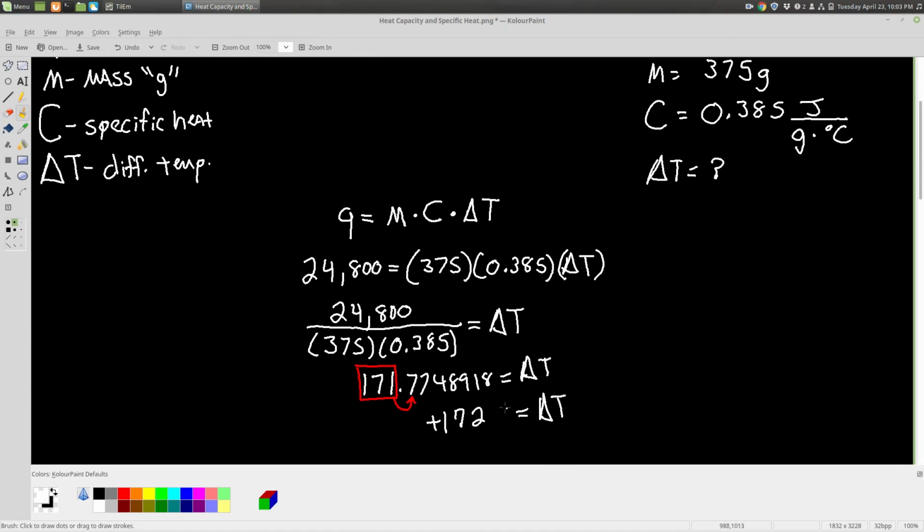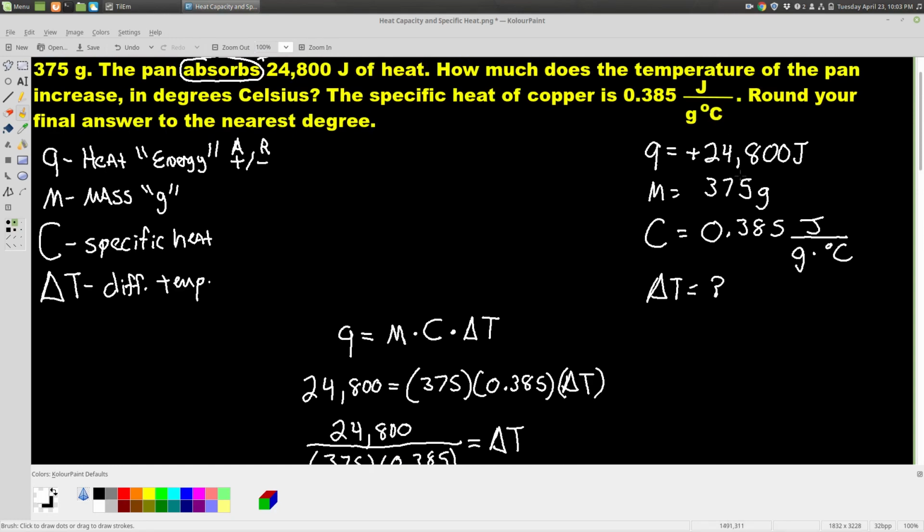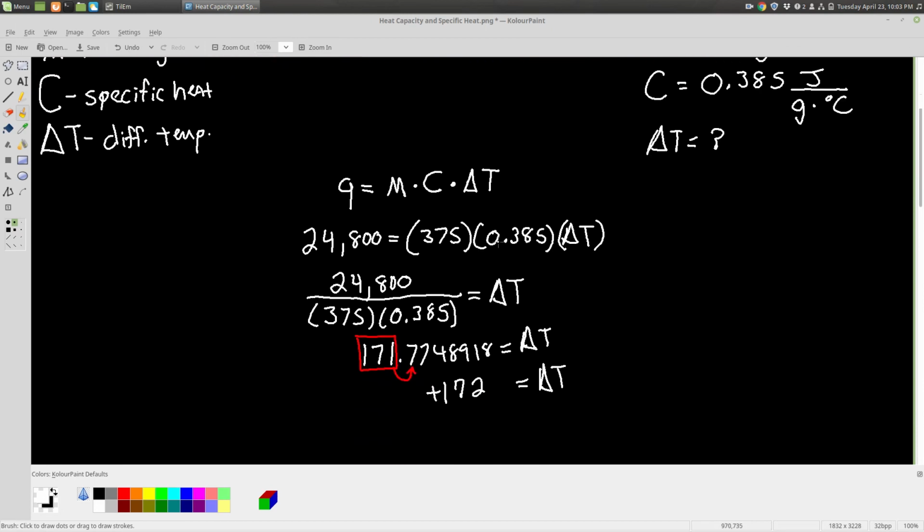Now, we do need the units here. If you go back, you can get that in a couple places. Here, it's degrees Celsius because that's what our specific heat value had in its units. And they also mention round your final answer to the nearest degree. That is also making reference to Celsius because it says right here, in degrees Celsius. All right, so we're going to say 172 degrees Celsius.